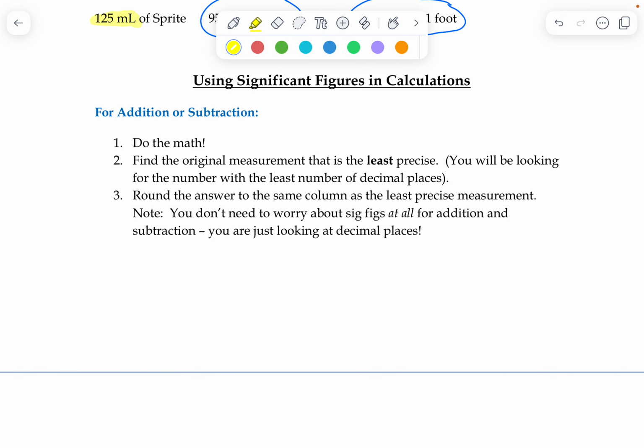how to do both. For addition and subtraction, you're going to type the numbers in your calculator like you always would, and then you're going to find the original measurement that you took that's the least precise. So in other words, you're going to look for the one that has the least number of decimal places. And then you're going to round your answer to the same column as the least precise measurement, the one with the least number of decimal places. So you'll notice I didn't mention sig figs at all for doing addition and subtraction problems.